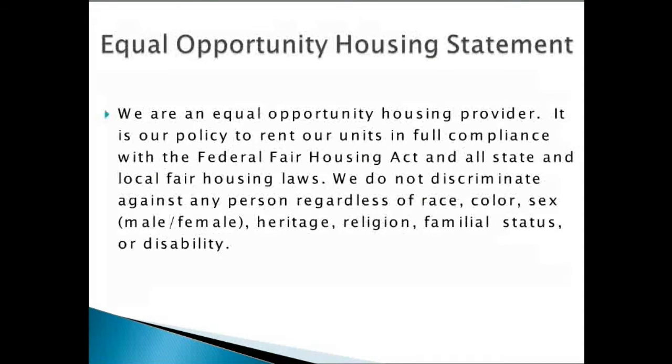It's a good idea to put an equal opportunity housing statement on your rental application. For example, we are an equal opportunity housing provider. It is our policy to rent our units in full compliance with Federal Fair Housing Act and all state and local fair housing laws. We do not discriminate against any person regardless of race, color, sex, heritage, religion, familial status, or disability.